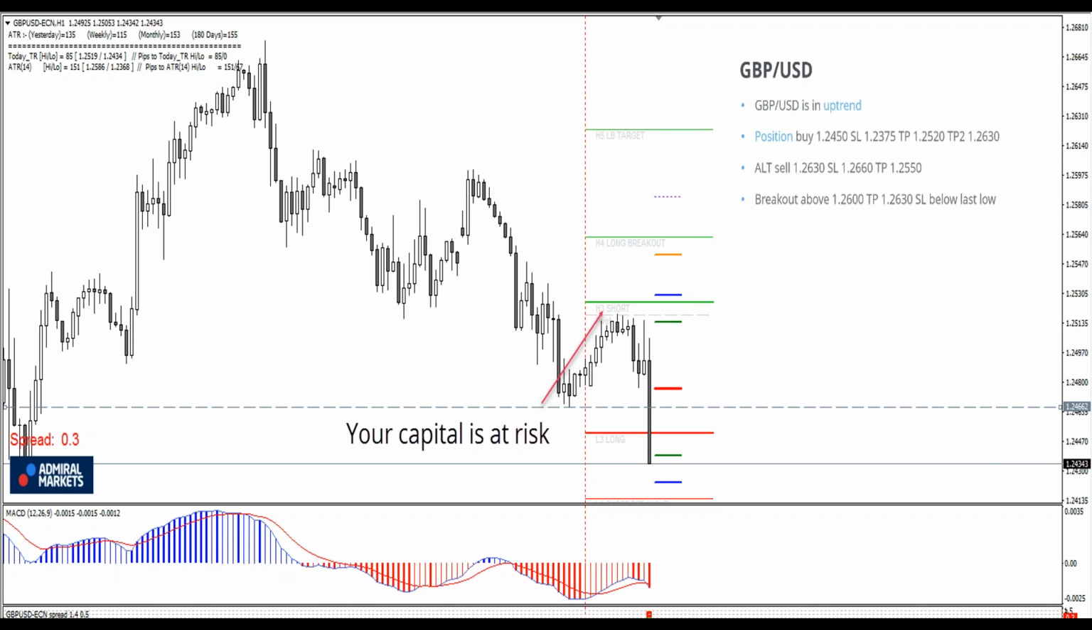And as you could see, this is the previous week setup. Pound dollar was good. We bought it around this region, and if you draw the setup directly to resistance, you could have made some nice pips.